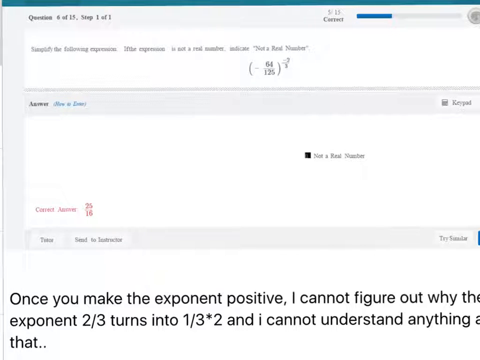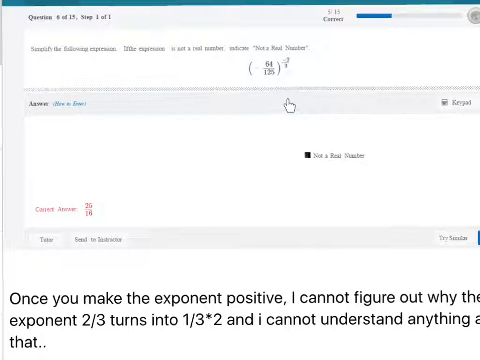Hello, I received your question here. Simplify the following. If the expression is not a real number, indicate. So I guess you thought maybe it wasn't a real number. There is a negative here, but since the denominator is a 3, an odd number, it's okay. If the denominator was 2 or an even number, that would be the correct answer.